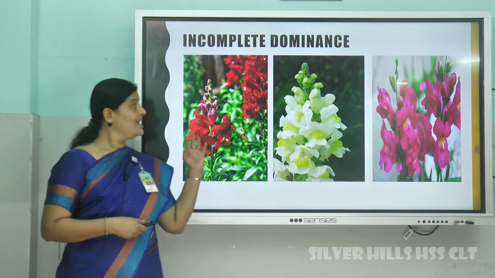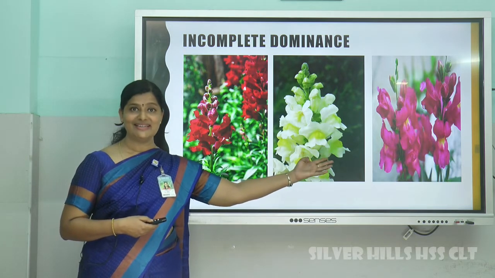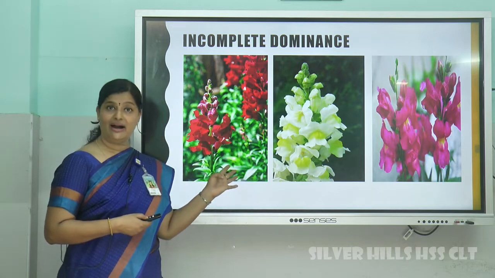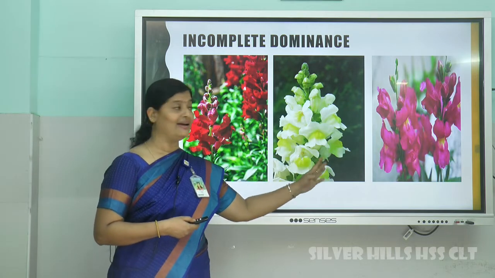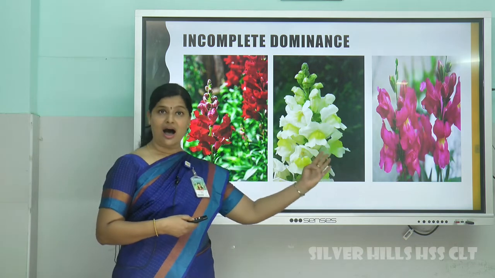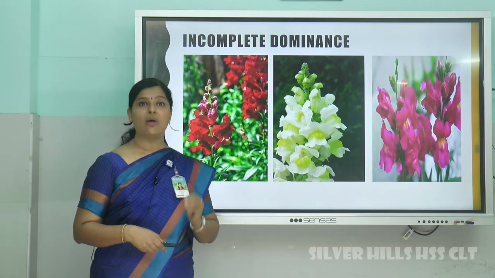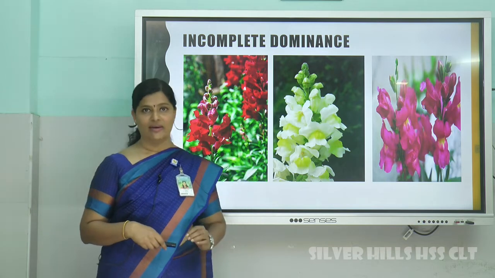Okay, look at these beautiful flowers. How beautiful are they, isn't it? See, some are red in color, some are white in color, and some are pink in color, right? These flowers are from a plant called snapdragon, which is commonly called dog flower.